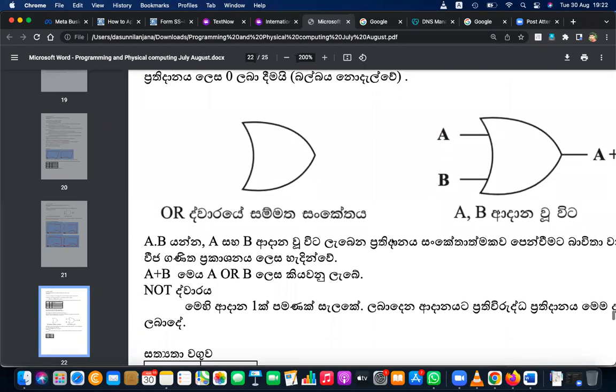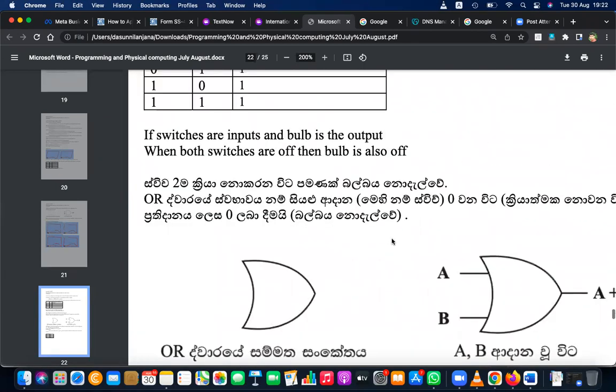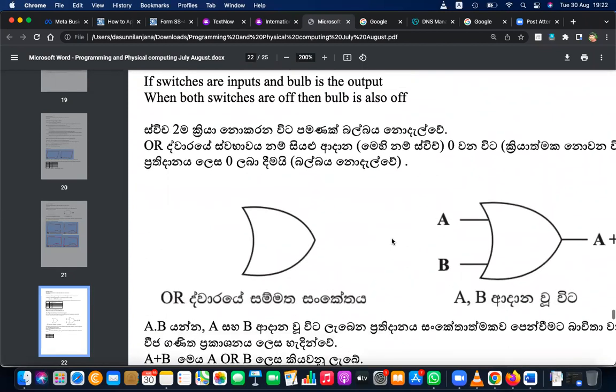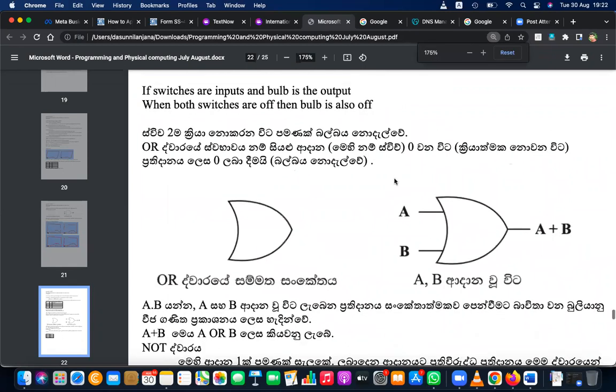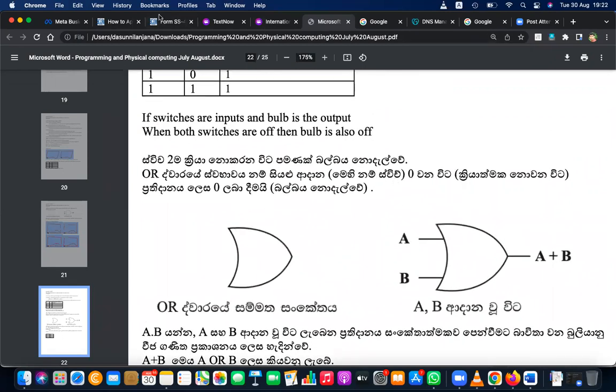Okay, what is the symbol of the NOT gate, and what will happen in the NOT gate, and how can we show the expression? What is the symbol of the NOT gate? How can we show that? And how to write the expression?